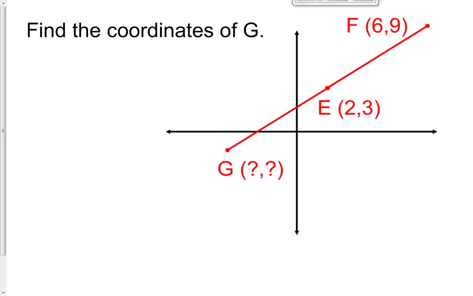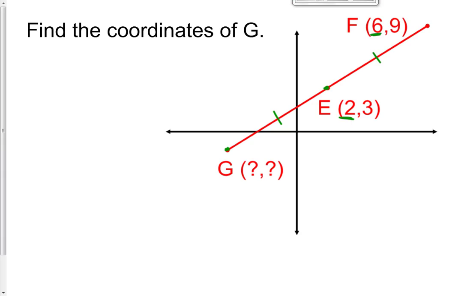But when we have something like this, I want to find the point G. This time I know what the midpoint is. E is the midpoint. So this side is congruent. So GE is congruent to EF. So again, you can think about this logically and say, how do I get from this x-coordinate to this x-coordinate?